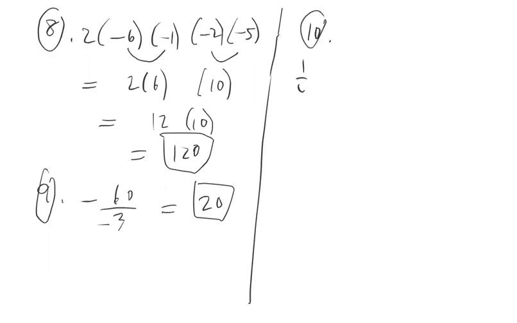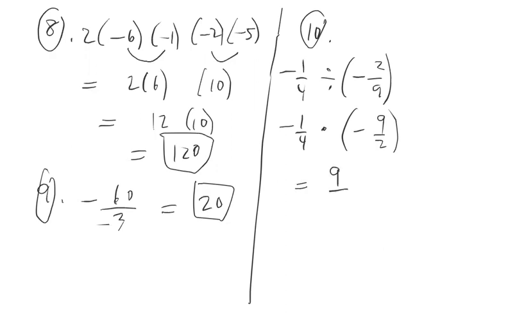Negative 1/4 divided by negative 2/9, which is equal to negative 1/4. When you divide by a fraction, you change it to multiplying, but then you flip the fraction over. Then you multiply across the top. Negative 1 times negative 9 is positive 9. You multiply across the bottom. 4 times 2 is 8. So the answer is 9 over 8.